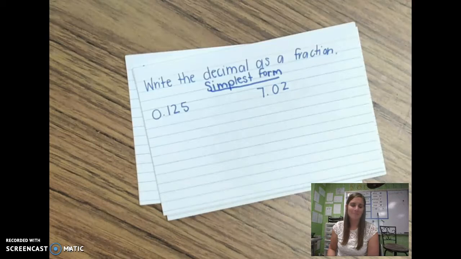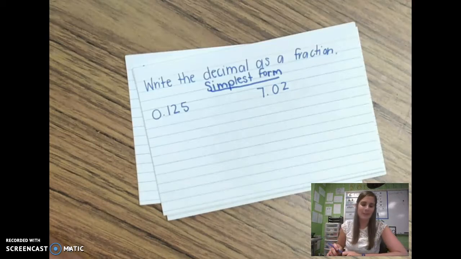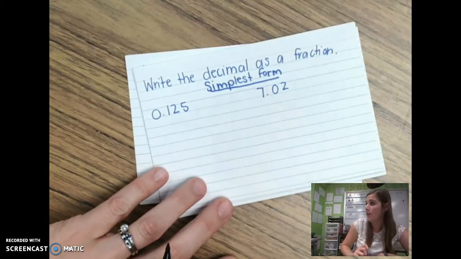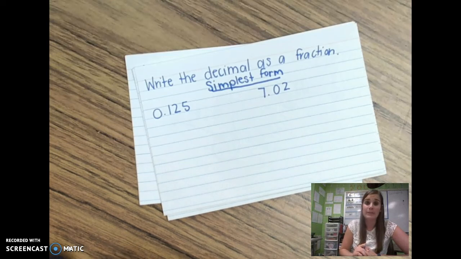I can't change that. But let's look at the second one. Write the decimal as a fraction in simplest form. And it will need to be in simplest form on your quiz tomorrow.